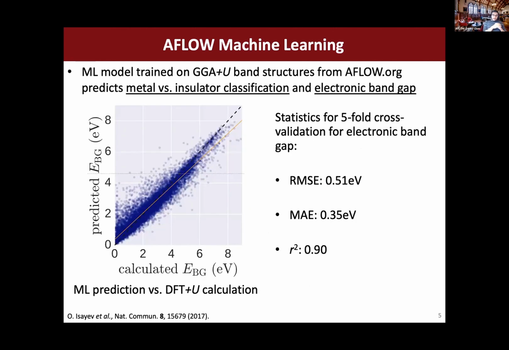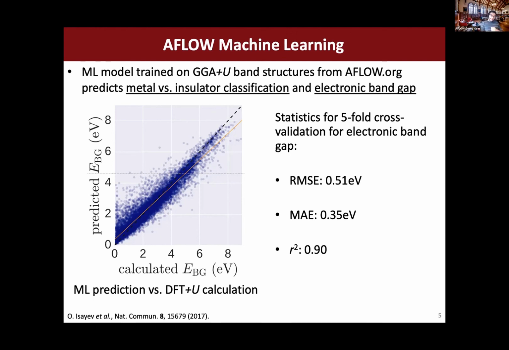So using data from AFLOW, we used electronic information. So whether the material was predicted as a metal or an insulator, that's the metal insulator classification, as well as if it's an insulator, we also calculate the band gap. So using those two pieces of information from calculations that come from DFT calculations, they're calculated with the generalized gradient approximation with a plus U Hubbard term to correct for the band gap, because density functional theory tends to underestimate the band gap.